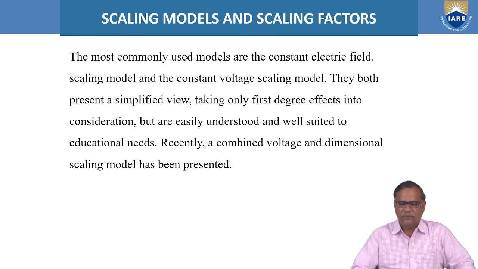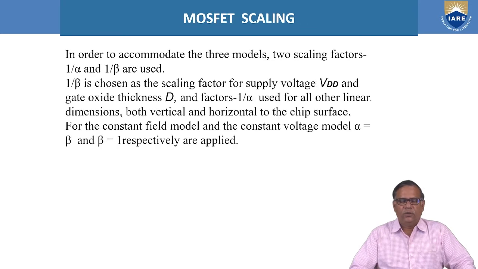These models present a simplified view, taking only the first-degree effects into consideration. They are easily understood and well suited to educational needs. In order to accommodate all three models, there are two parameters which we are going to use: alpha and beta. Alpha is used for the linear dimensions, and beta is used for the supply voltage and the gate oxide thickness.